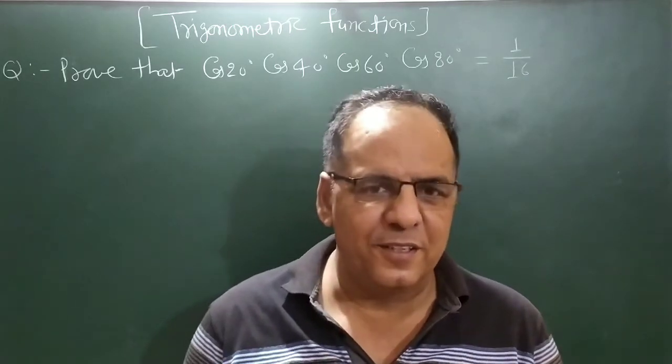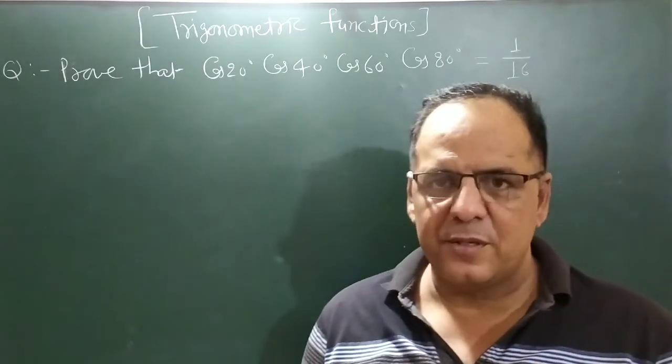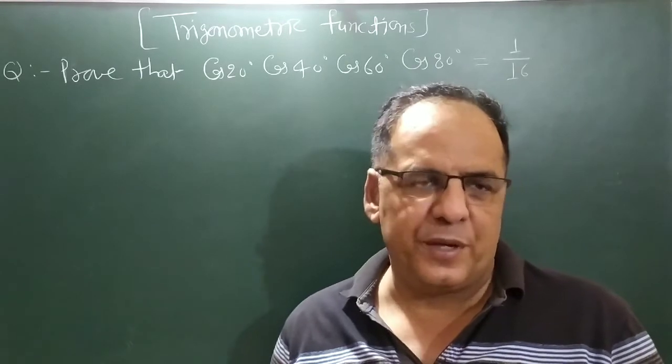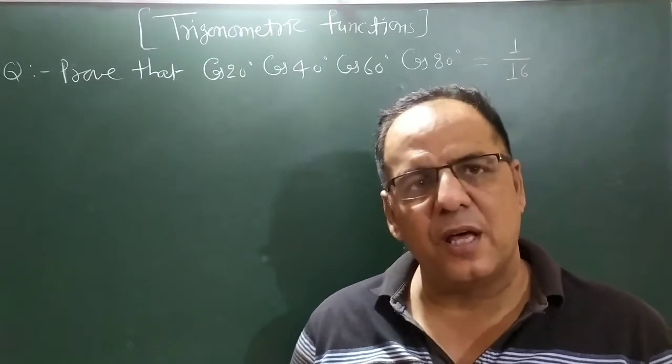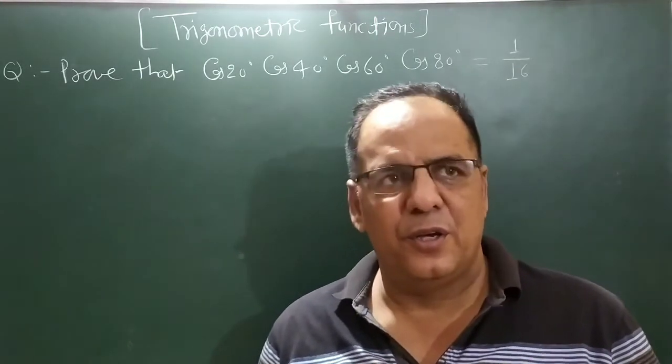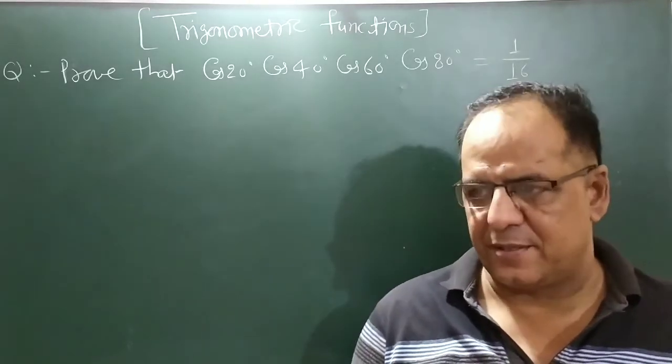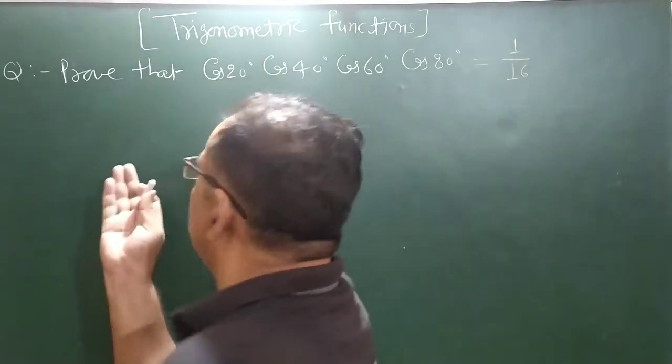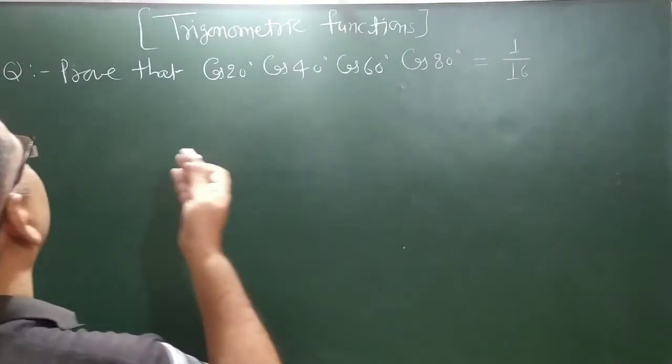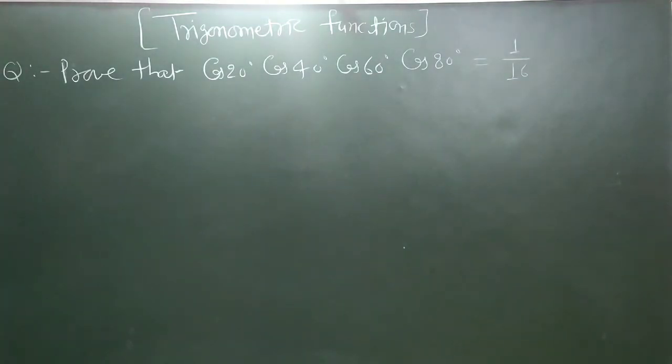Hello students, today we will discuss some various types of questions based on the identity of trigonometric functions. Okay, so this is a question here. Prove that cos 20 degree, cos 40 degree, cos 60 degree, cos 80 degree equals 1 upon 16.